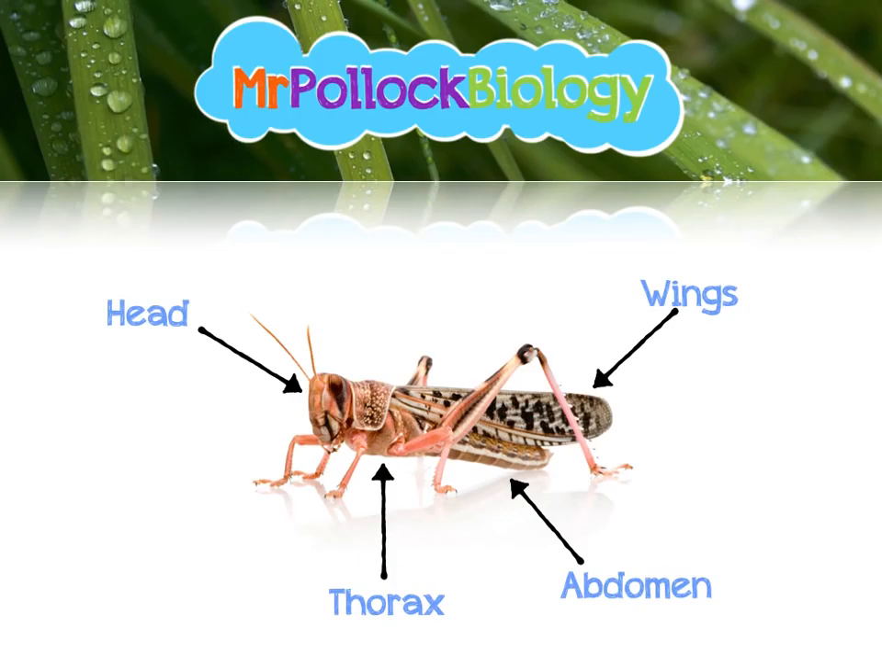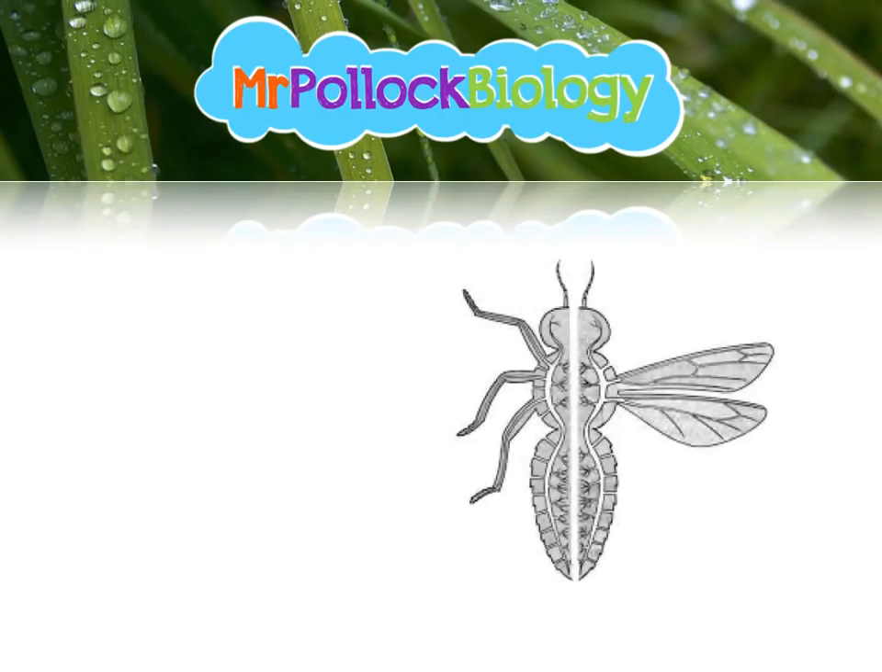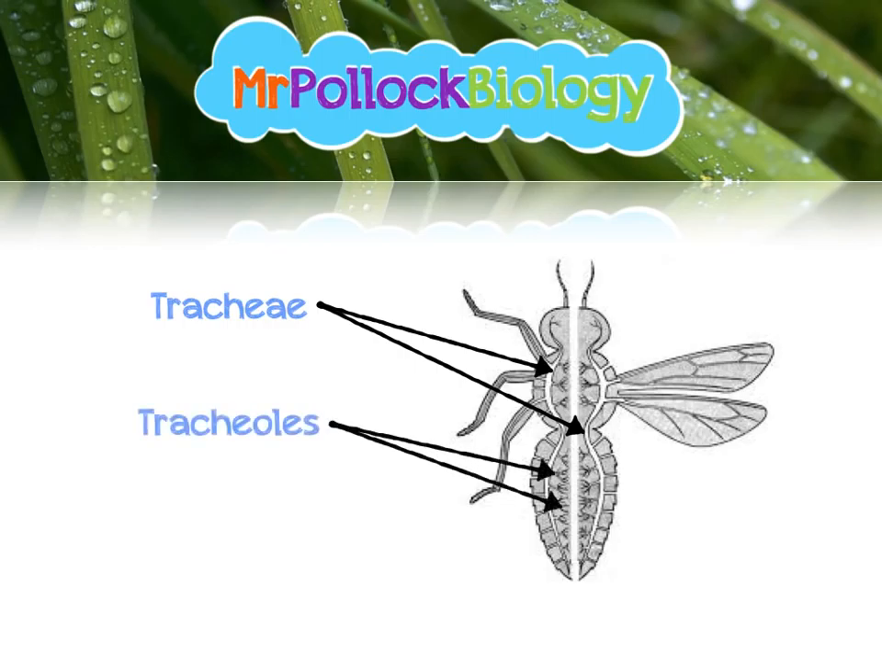Now if we look at a cross-section of inside this insect, we can see how the tracheal system is broken down. We have the tracheae, where there are two tracheas down either side of the insect's body. We have the tracheoles, which are smaller branched tubes that take the oxygen directly to the muscle tissues, and then on the outside of the body we have spiracles, which are a little bit like stomata in plants.